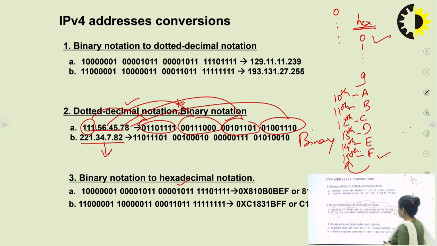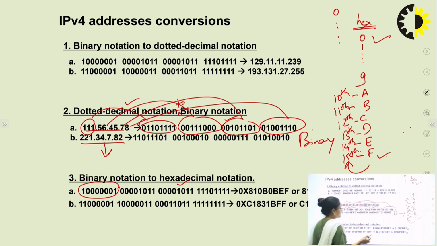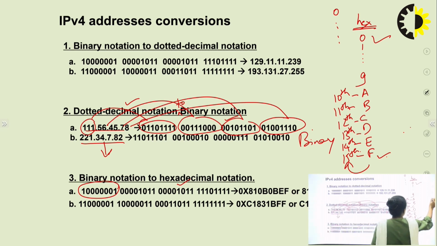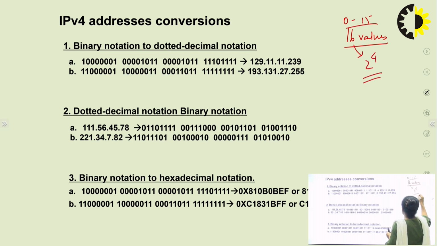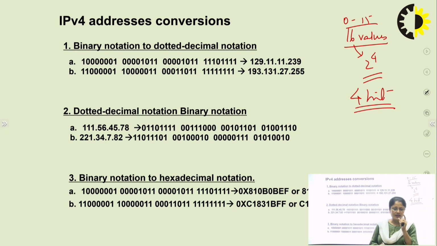Now let us come to the hexadecimal representation. Hexadecimal representation has 16 values, it goes from 0 to 15. So we have 16 values. The range goes from 0 to 15, and 16 means 2 to the power 4. That means you need 4-bit storage capacity for each hexadecimal digit.